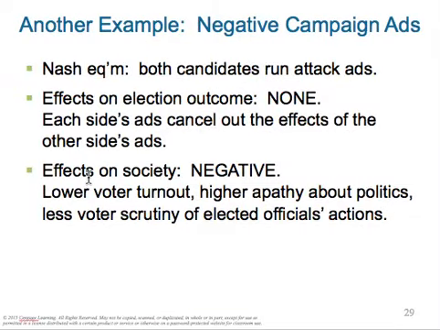The Nash equilibrium is for both candidates to run attack ads. The effect on the election outcome is really none because they cancel out each other. Each side's ads cancel out the effects of the other side's ads. The effect on society is negative. It's 4,000 people who don't go to the polls because they're totally turned off by the candidates. Lower voter turnout, higher apathy about politics, less voter scrutiny of elected officials' actions, which is not a good thing. So people become bystanders instead of voters.